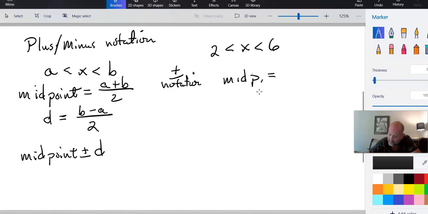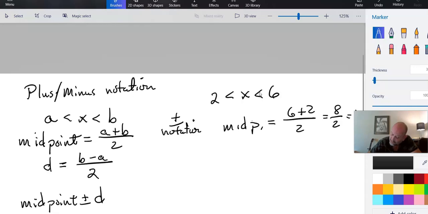The midpoint is the average of the two endpoints. 6 plus 2 over 2. That's 8 over 2, which is 4.